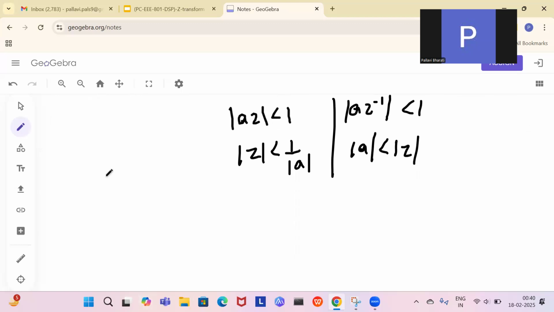So let's do the ROC this side. If you draw the circle for the first one, it is 1 by a. We all know 1 by a is lesser than a. So I have drawn a circle in that manner only.